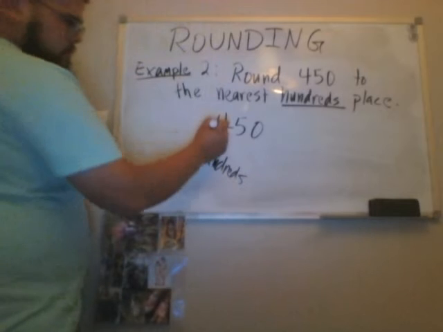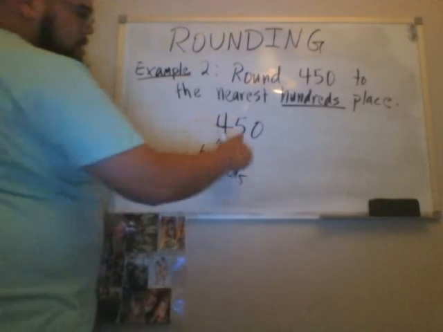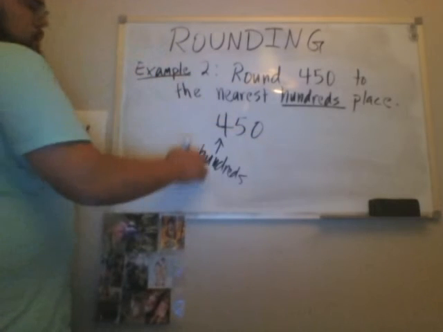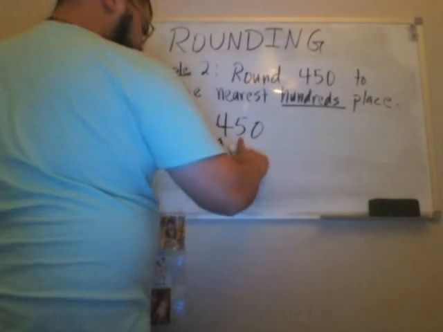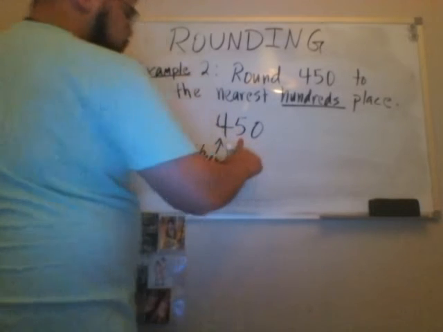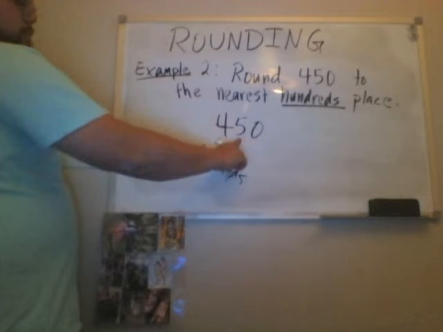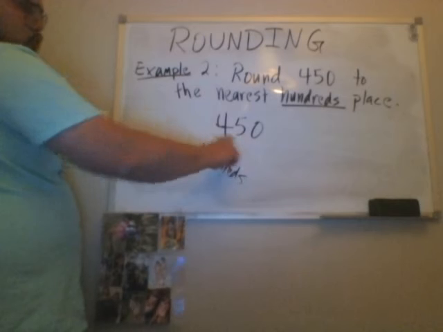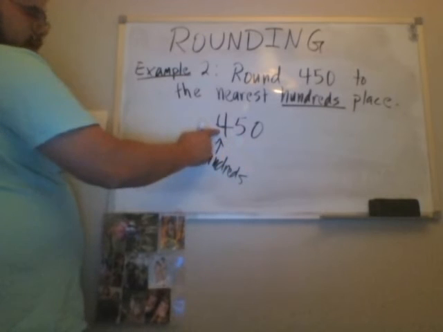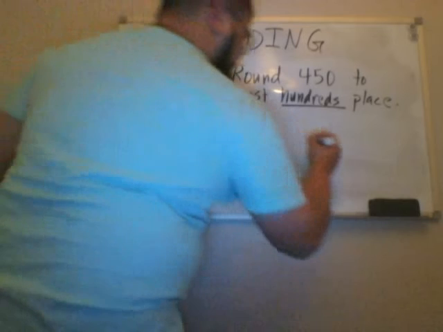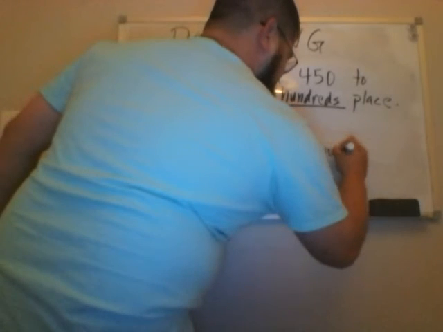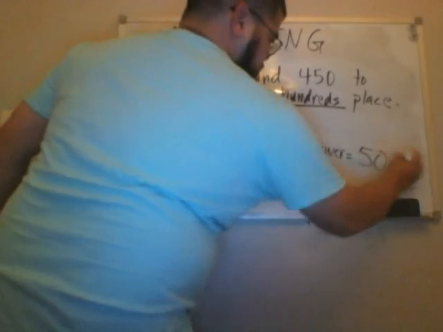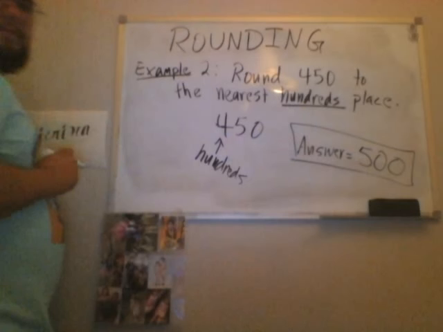This is the hundredths place. 4 is the hundredths place. 5 is the tens place. And that 0 is in the ones place. So step number 2, right? Look one place value to the right. We're looking to the right at the 5. Is it 4 or less or 5 or more? Well, this is 5 or more, so we're going to raise the score, raise this number 4 to a 5. So our answer is equal to 5, and we're going to let all these rest to 0. And our answer is 500.